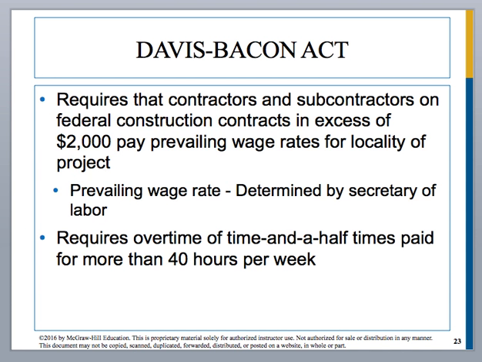So the Davis-Bacon Act requires that contractors and subcontractors on federal construction contracts in excess of $2,000 are paid prevailing wage rates for the locality of the project. And this wage rate was determined by the Secretary of Labor. It requires that overtime of time and a half be paid for more than 40 hours per week worked. And this helps to make sure that there are not these pay discrepancies.